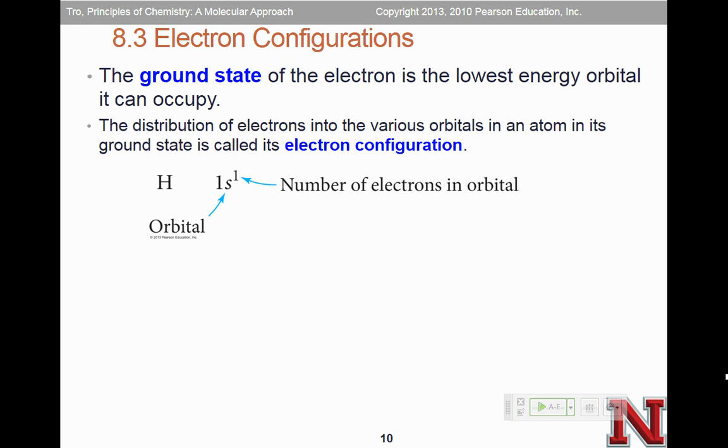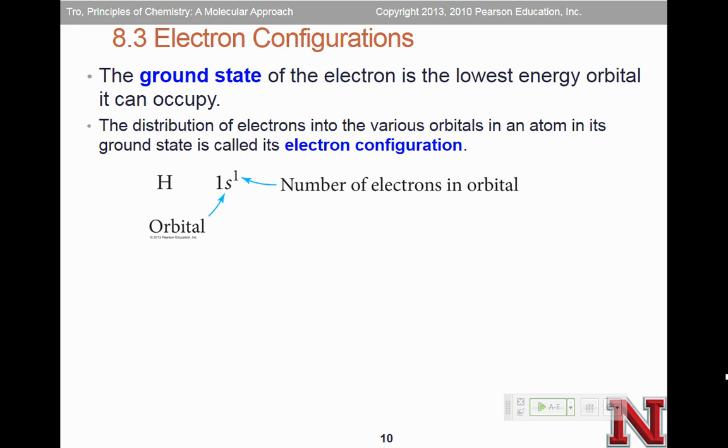Remember, an s can only have 2. A p can have a total of 6. A d can have a total of 10, but it can have less. And an f can have a total of 14. So if you show an s, it shouldn't have 14. An s orbital, which only has an ML of 0, can only ever have 2 electrons in it.